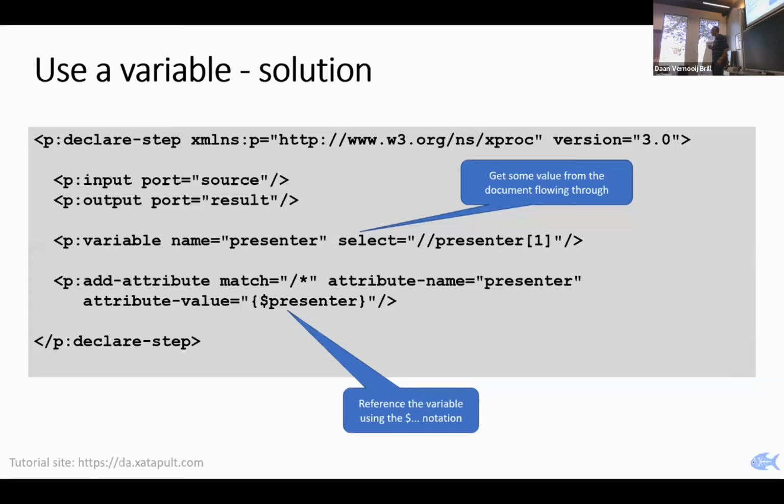Question here. The question is, is a variable limited to a string, or can it be an XML fragment, for example? The question was what data type can the variable be? Anything in the XDM realm. So a string, an integer, a real, an element, a document, anything.